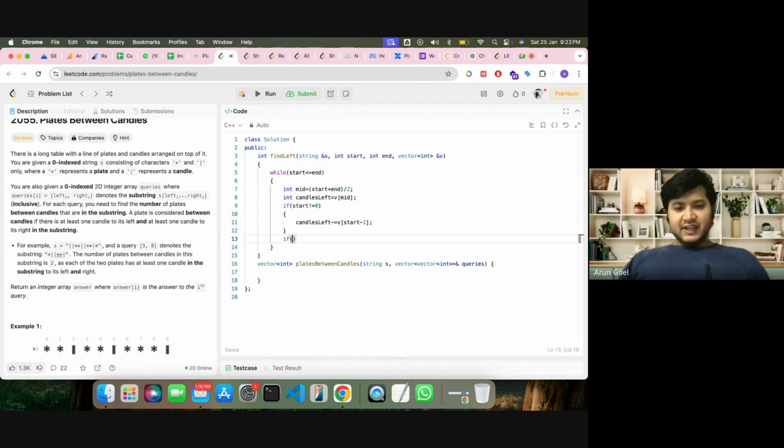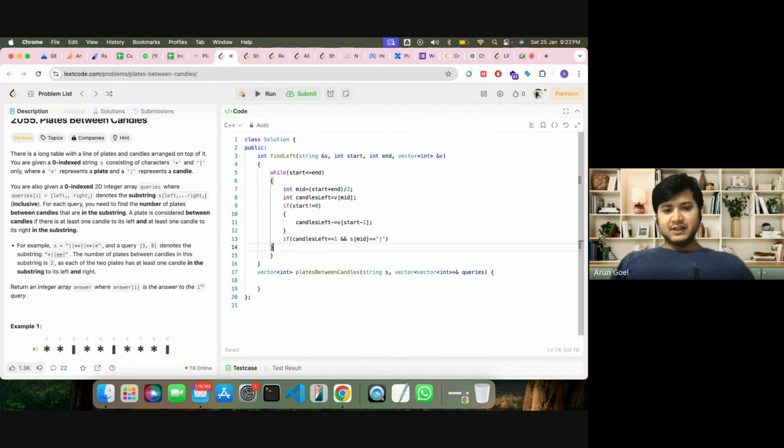Now, if your candles left equals to 1 and your s of mid is equals to this pipe, then you know that this is the index. So then return mid. Right.